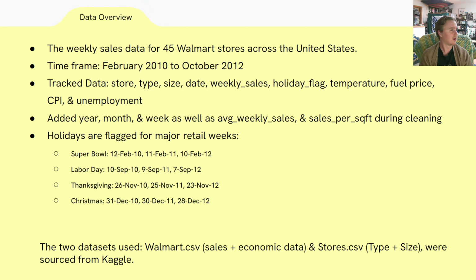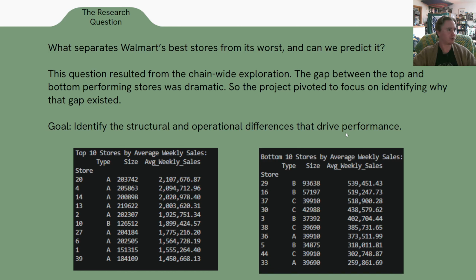GitHub. Okay, moving on to some more about the research question, which again was what separates Walmart's best stores from its worst, and can we predict it? This question came out of the chain-wide exploration. The gap between the top-performing and bottom-performing stores was very dramatic, with an 8-to-1 ratio from the number 1 performing store to the bottom-performing store.